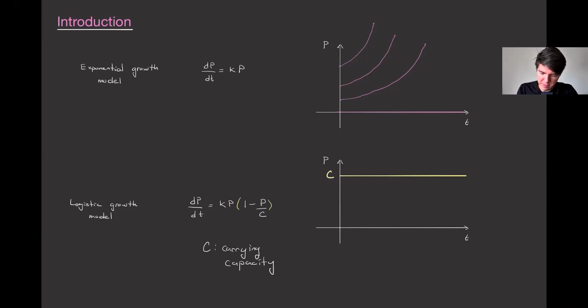Now, if you think about this just in terms of, let's say, numerics, if you look at the case where P is very small, P over C is pretty small. So you just have 1.